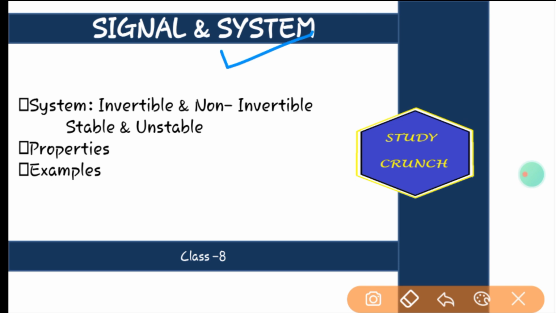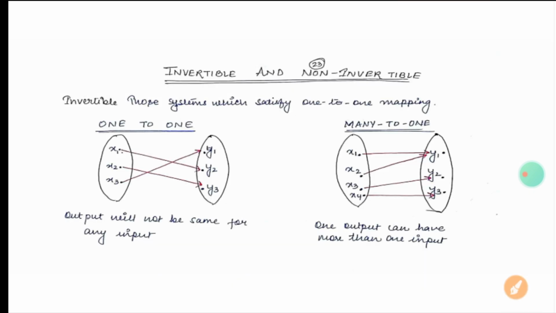Now in the signals and systems part, we are on lecture 8. We'll be studying invertible, non-invertible, stable and unstable systems.